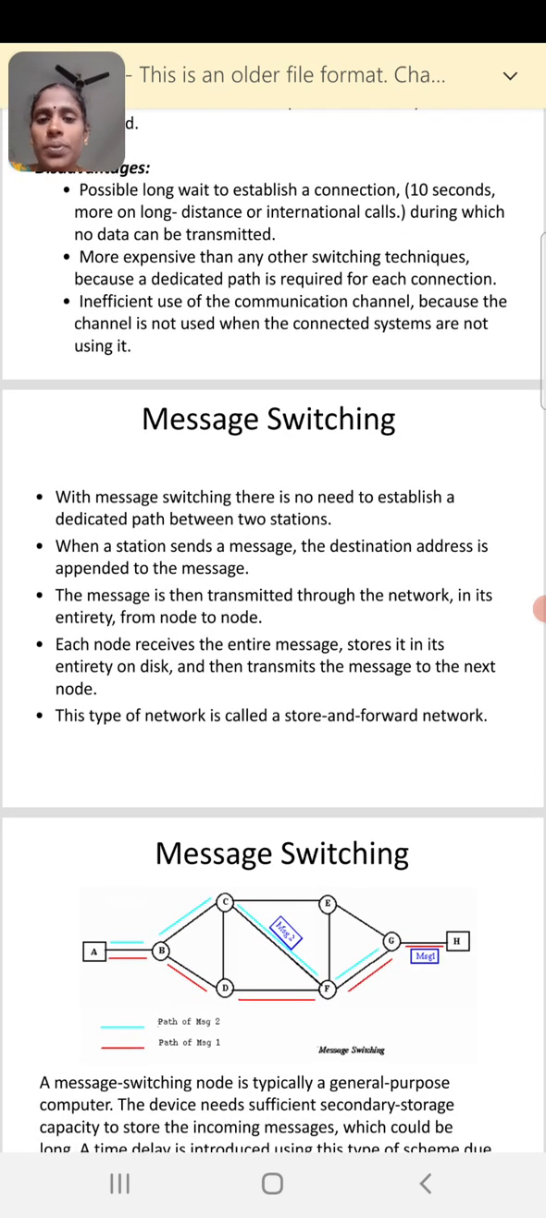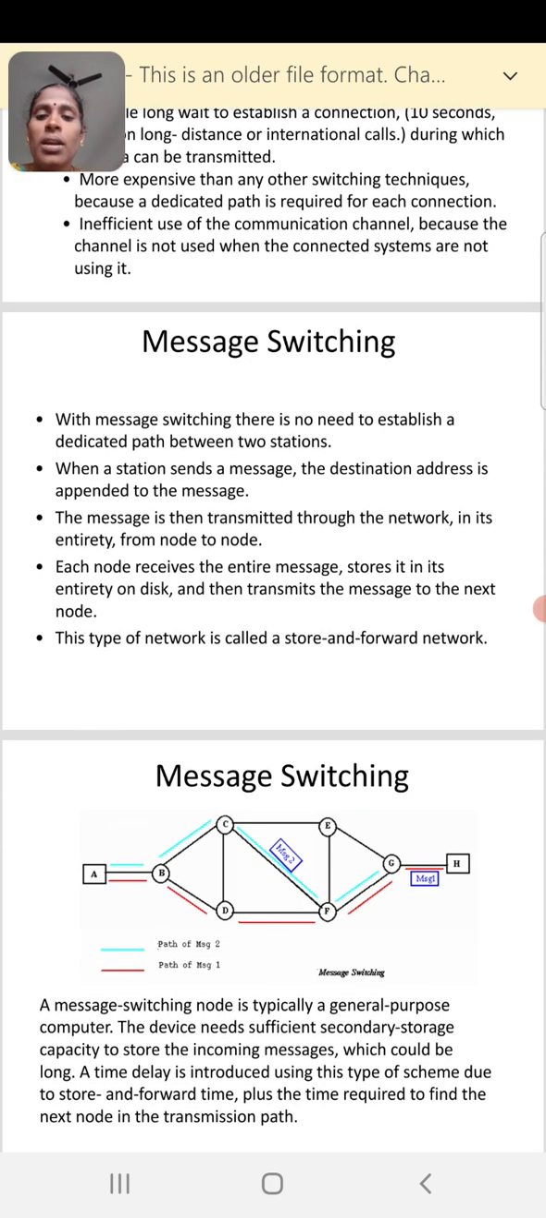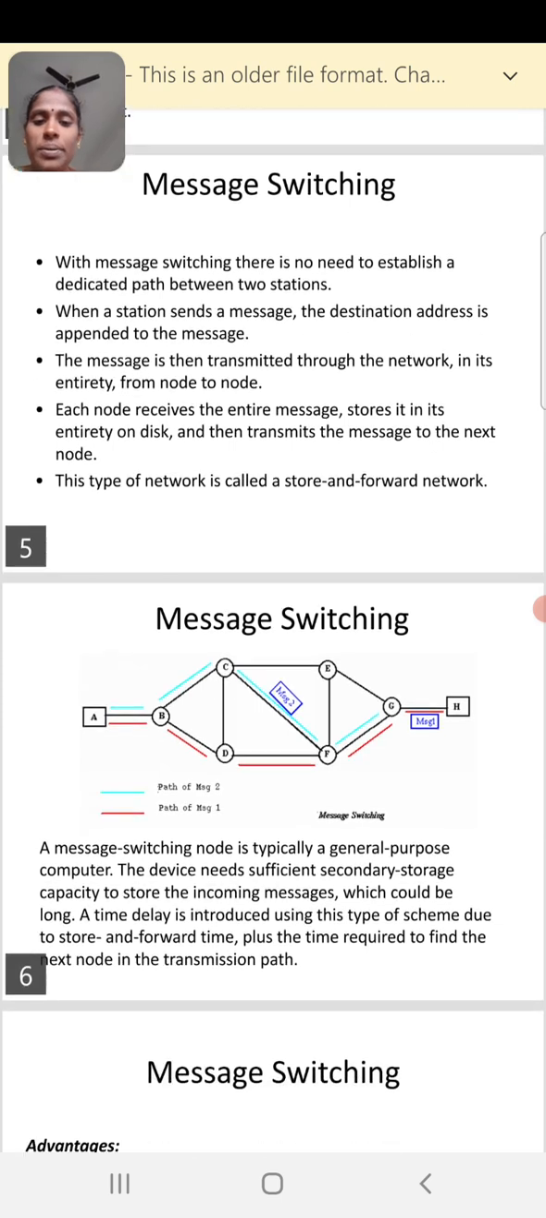Then message switching. With message switching, there is no need to establish a dedicated path between two stations. When a station sends a message, the destination address is appended to the message. The message is then transmitted through the network, entirely from node to node. This type of network is called a store and forward network.